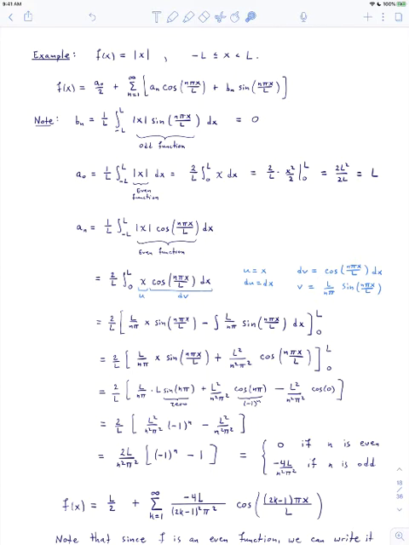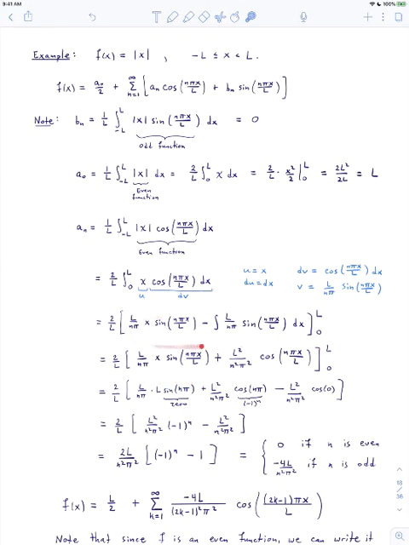A sub n, we use the same sort of technique. 1 over L times the integral from minus L to L of the absolute value of x times this cosine term, dx. Now we have an even function, the absolute value of x, times another even function, this cosine term. So an even times an even is still an even. So that means we're integrating an even function over a symmetric interval, so it's twice the integral over 0 to L. Once again, we want to use integration by parts here. So now u is equal to x, but dv is this cosine term. But otherwise, it's very similar.